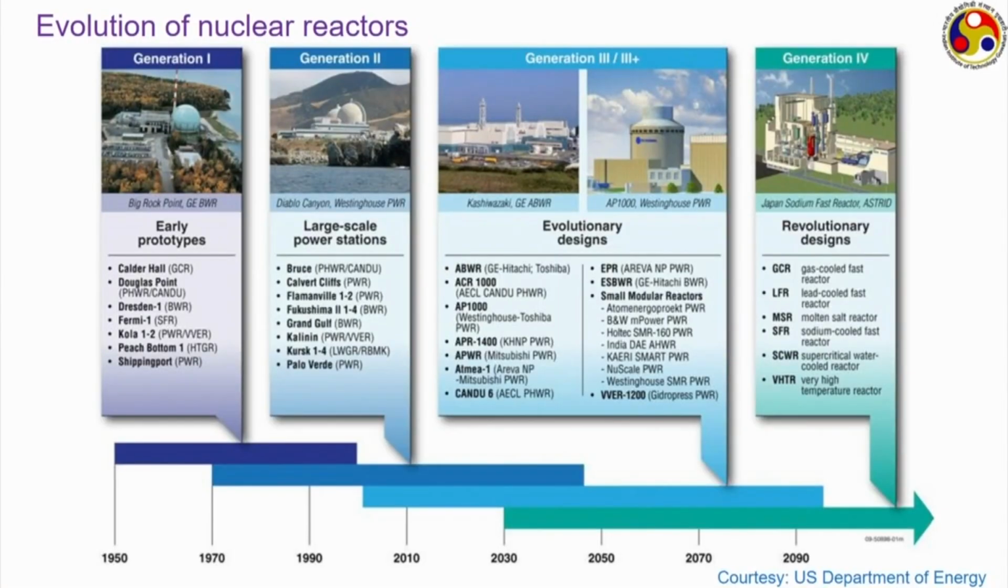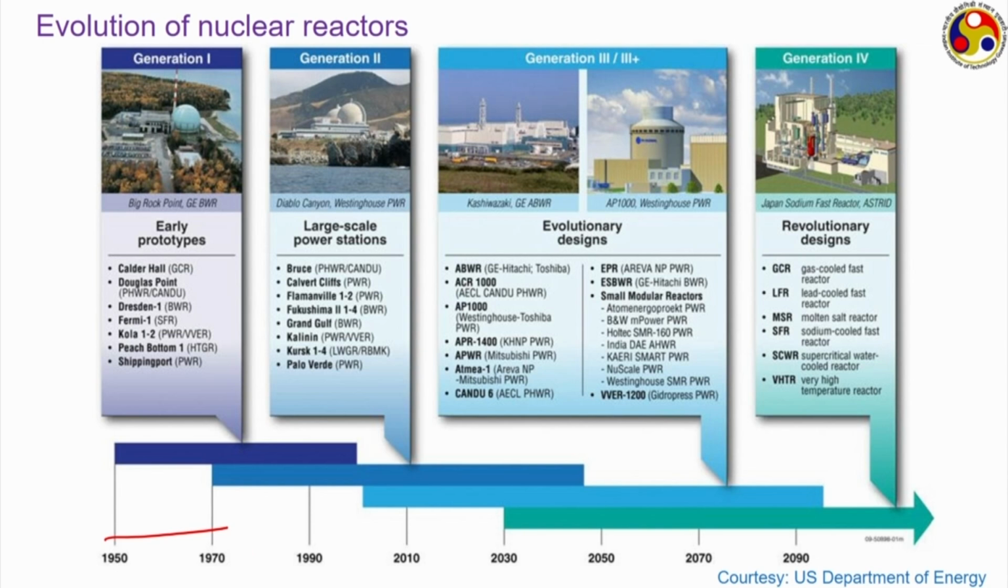This is a generation wise development of nuclear reactors. As per the terminology proposed by the US Department of Energy, nuclear reactors are classified into 4 categories, starting from generation 1 to the futuristic design of generation 4. Generation 1 concerns only the early prototypes, mostly research reactors or very small commercial reactors with very low power production, which started around 1950 and went up to 1970, maybe.